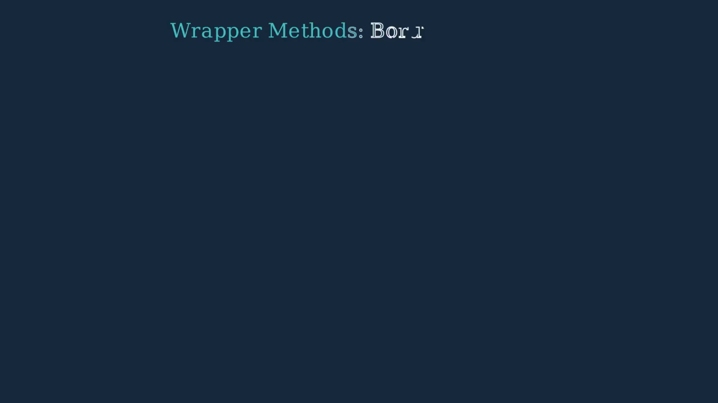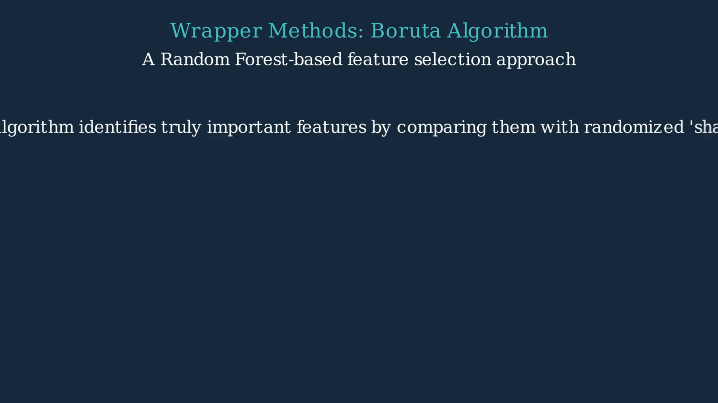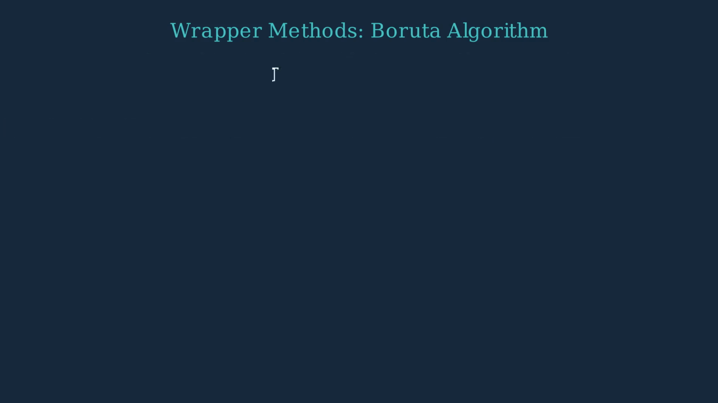The Boruta algorithm is an all-relevant feature selection method based on random forests. It identifies truly important features by comparing them with randomized shadow copies of the original features. Let's examine how the Boruta algorithm works.